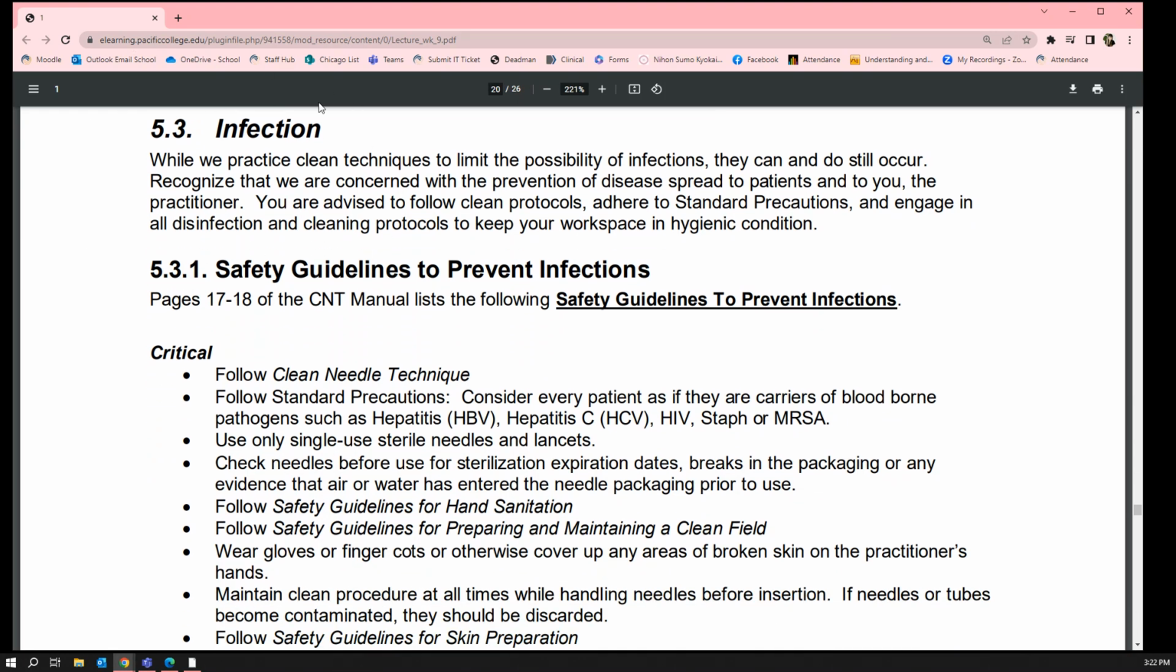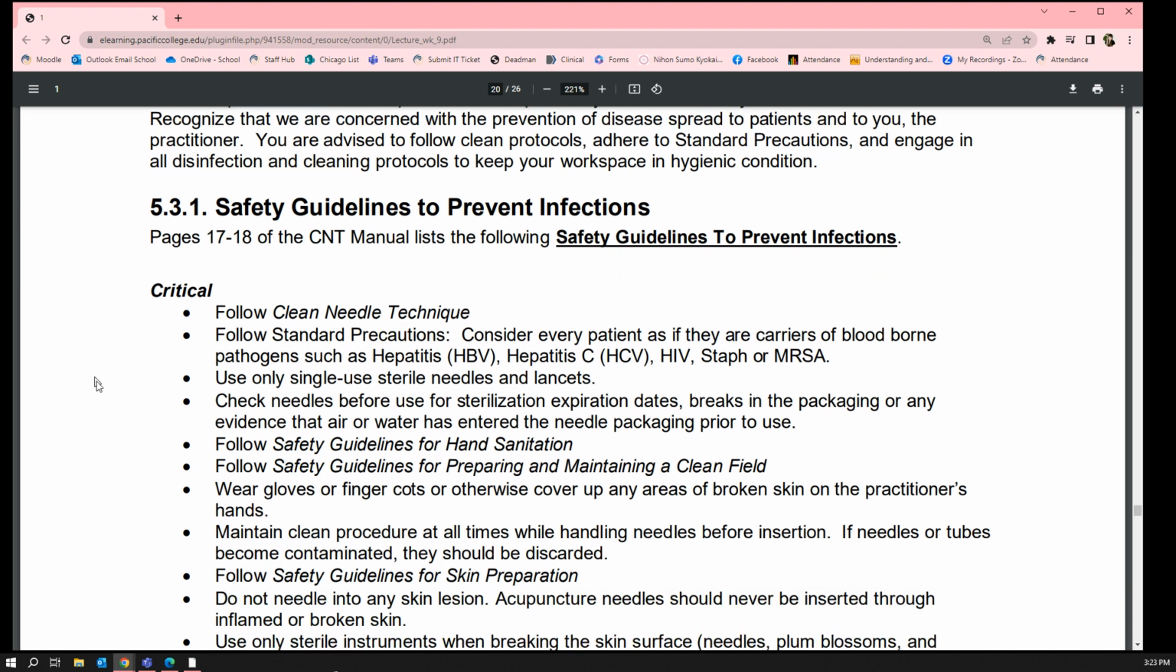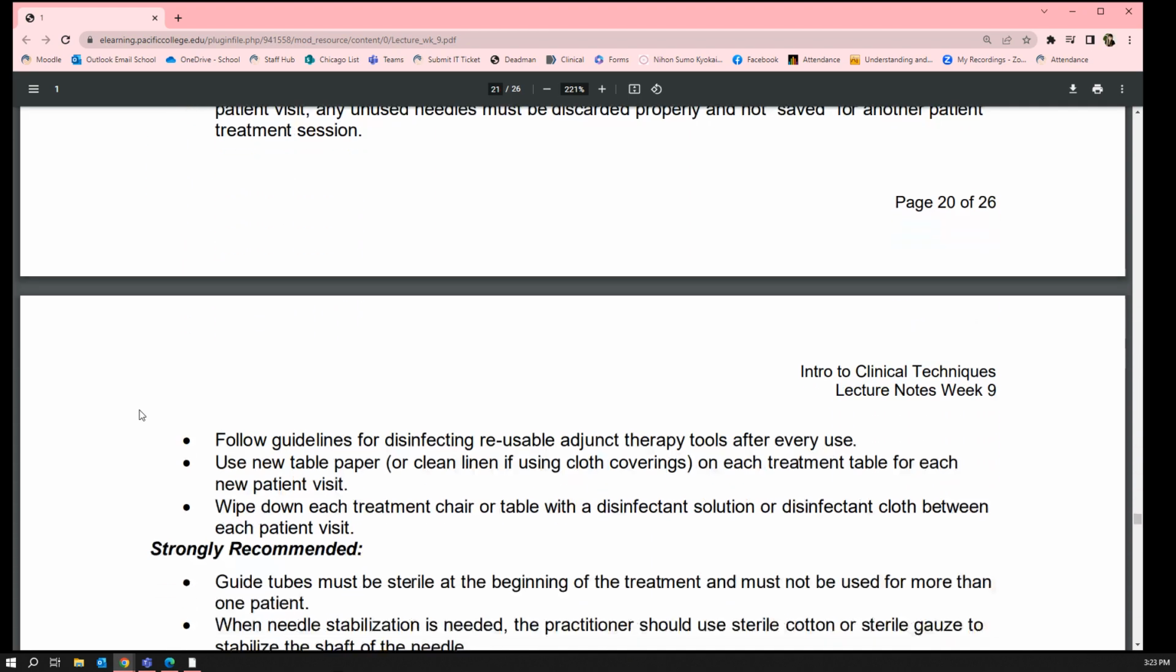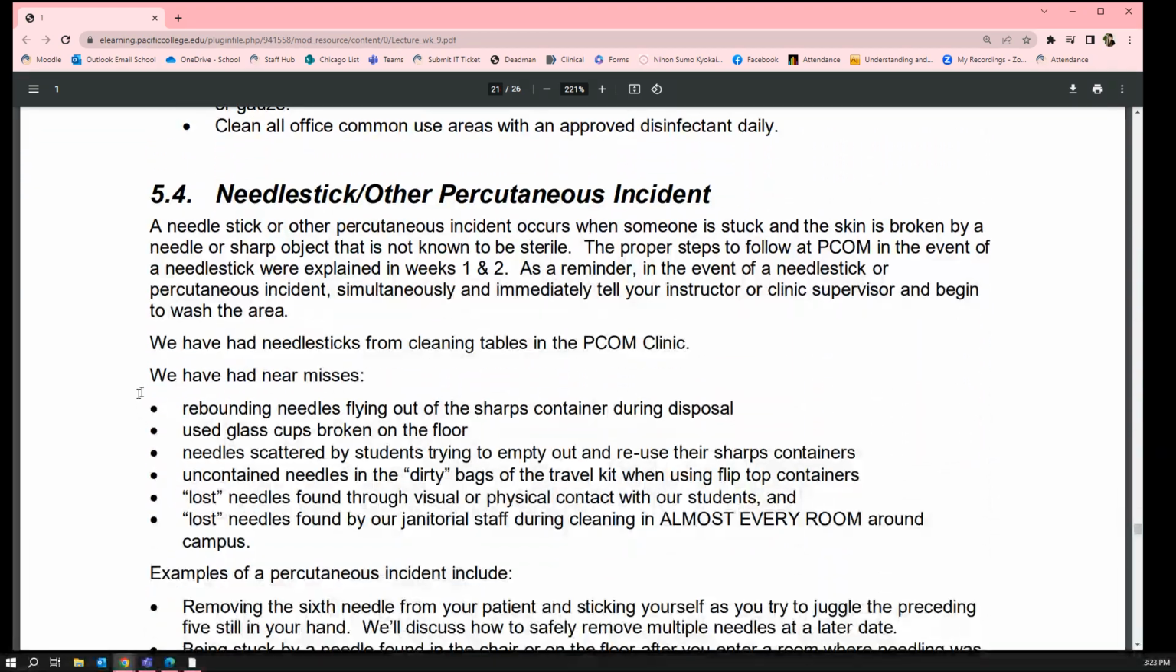All right, next one. Of course, we hope that no one ever gets an infection in your office. As long as we adhere to our clean techniques, we are limiting the possibility of infection. Keep in mind, there are things out of our control. They can and do still occur, but we can utilize our safety guidelines and precautions to prevent infections. So the notes here talk about following CNT, following standard precautions, right? Following safety guidelines for hand sanitation and preparation and maintaining of a clean field. All of the things that we are learning here in this class, as long as you do this, it is not very likely that you are going to transmit illness in your office.